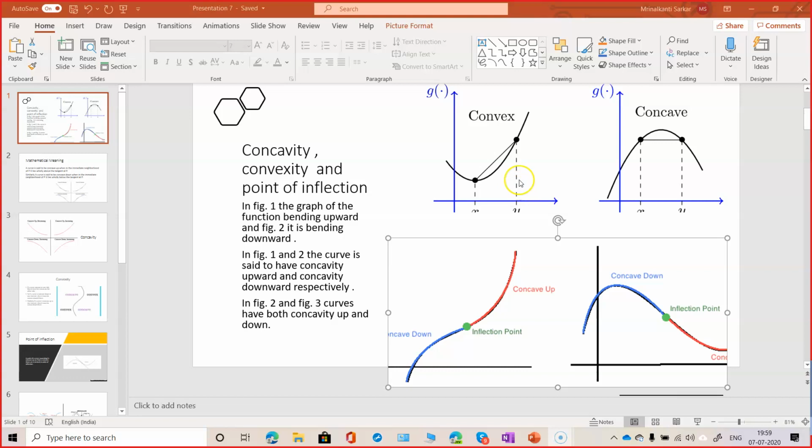This one represents a curve bending upward. This one represents a situation where the curve is bending downward. In this case, it is concave upward. In this case, it is concave downward. But at the same time, we can say that it is convex also. If it is concave upward, it must be convex downward. If it is concave downward, it must be convex towards the other side.